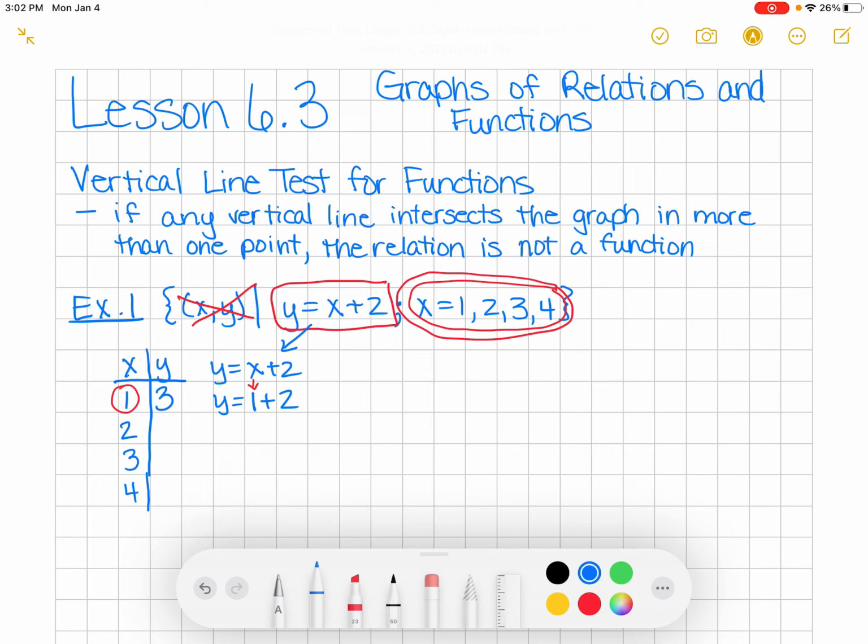for my next one, I'm going to make x 2. So I'm going to have 2 plus 2. And so my y would be 4. And the next one, my x is going to be 3. So I have 3 plus 2 is 5. And my last one, the x is 4. So I have 4 plus 2 is 6. So see this x, I made it the 1, 2, 3, 4. So then I figured out what y was. Okay, and the problem actually says graph this.